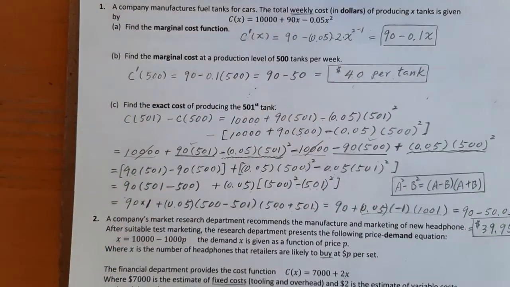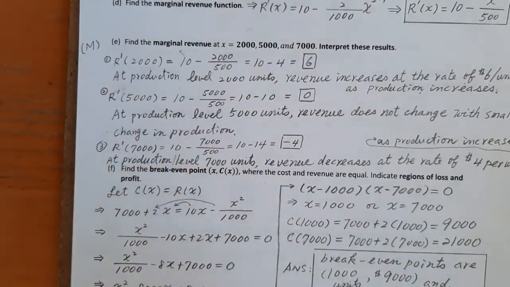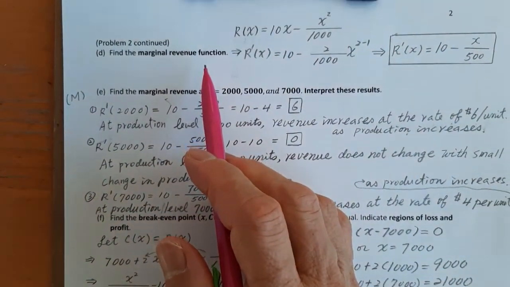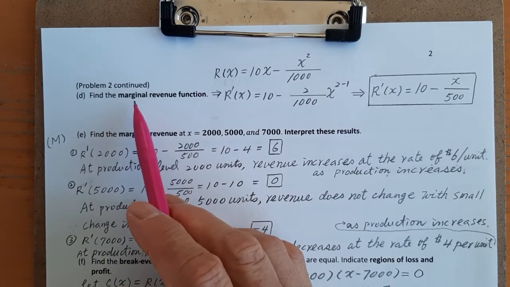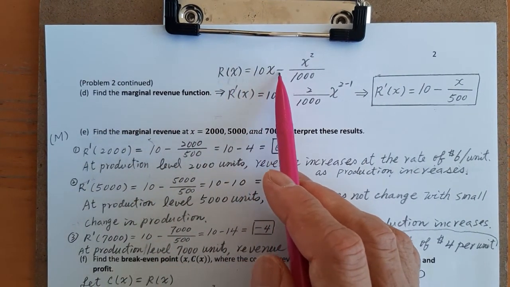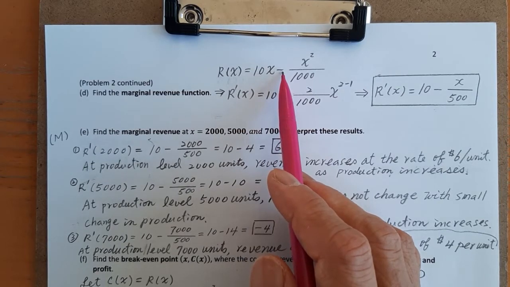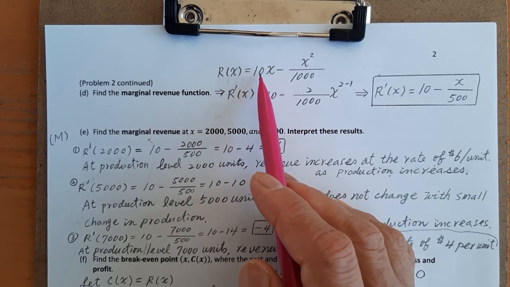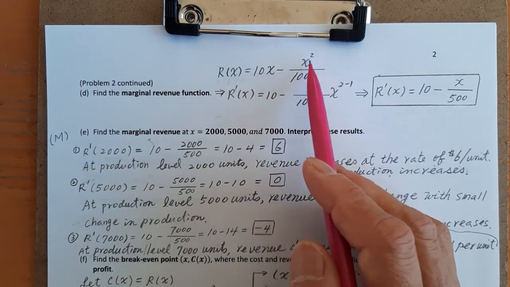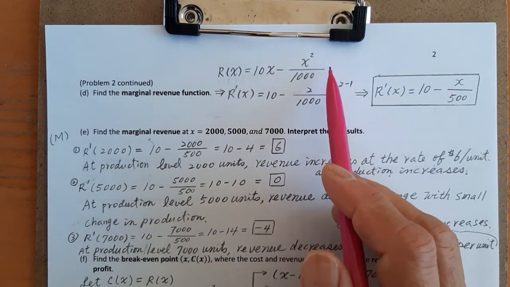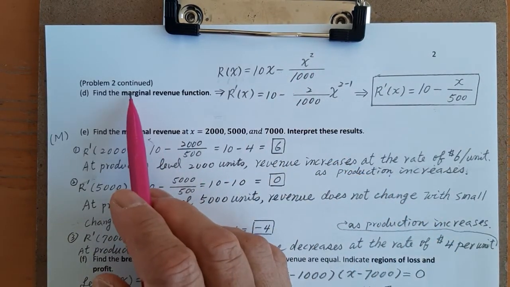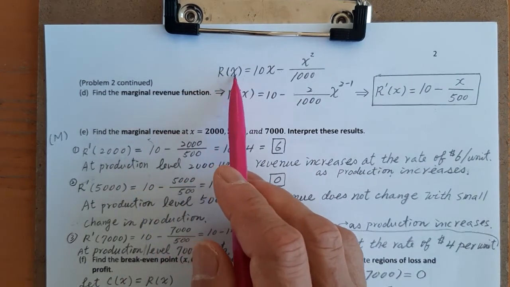That's C. Question 2. D. Find the marginal revenue function. Revenue function is this one, 10x from C. From C, we got revenue function R of x equal 10x minus x squared over 1,000. Then you take the first derivative of this revenue function.